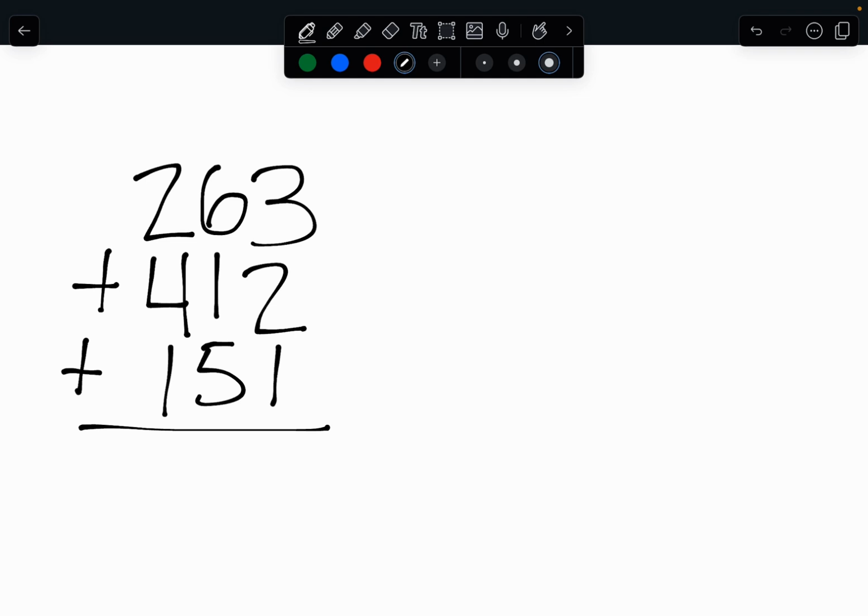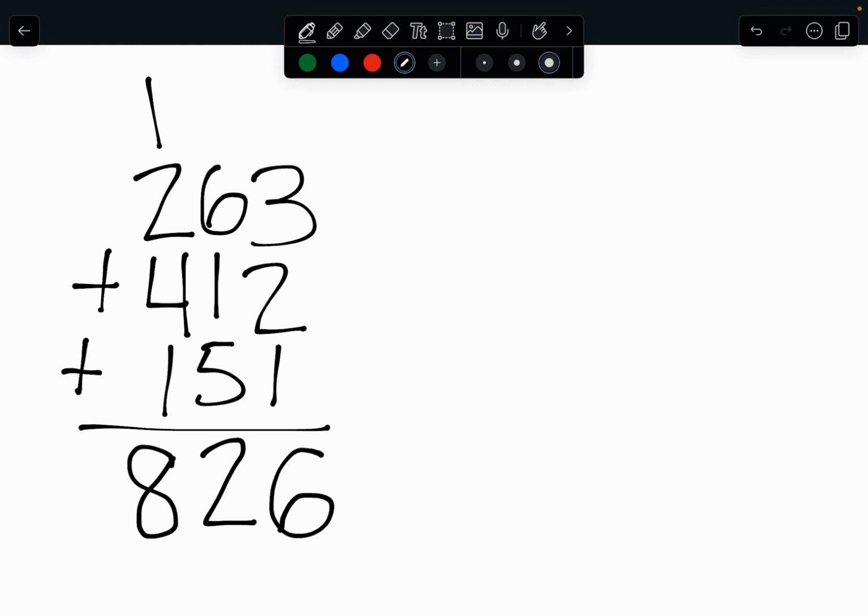So we always start with our ones. We have 3 plus 2 plus 1. We know 3 plus 2 is 5, plus 1 more is 6. Then we have 6 plus 1 plus 5. When you add those together, you get 6 plus 1 is 7. 7 plus 5 is 12. Bring your 1 over. 1 plus 2 is 3. Plus 4 is 7. Plus 1 more is 8.